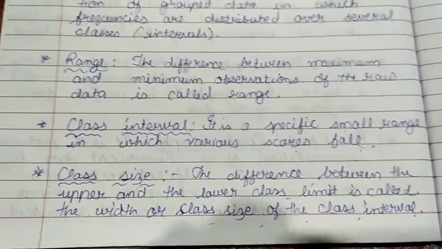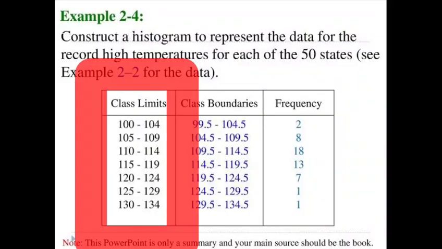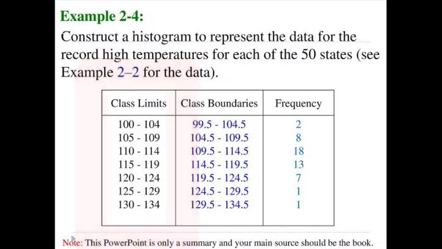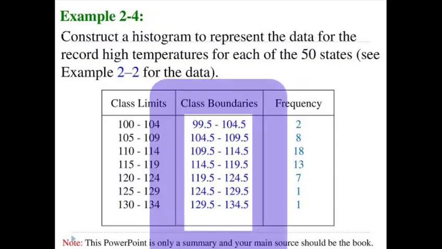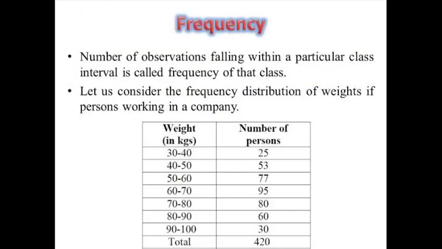Let us see with an example what is class interval. See, dear student, the first column shows the class interval in which the first class is 100 to 104, second class is 105 to 109. The second column shows the upper limit and the lower limit of the class interval. 99.5 is your lower limit, 104.5 is your upper limit, and so on. In the next example, the first column is of class interval, that is 30 to 40, 40 to 50, 50 to 60, and so on. 30 is your lower limit and 40 is your upper limit.